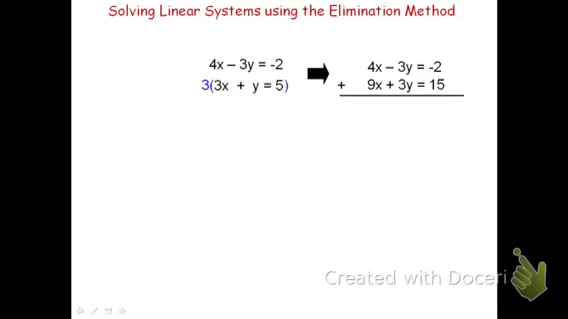The y's will eliminate, and we're left with a new equation. 4x plus 9x equals 13x, and negative 2 plus 15 is 13. Now this is going to be really quick to solve. We just divide by 13 on both sides, and x equals 1.